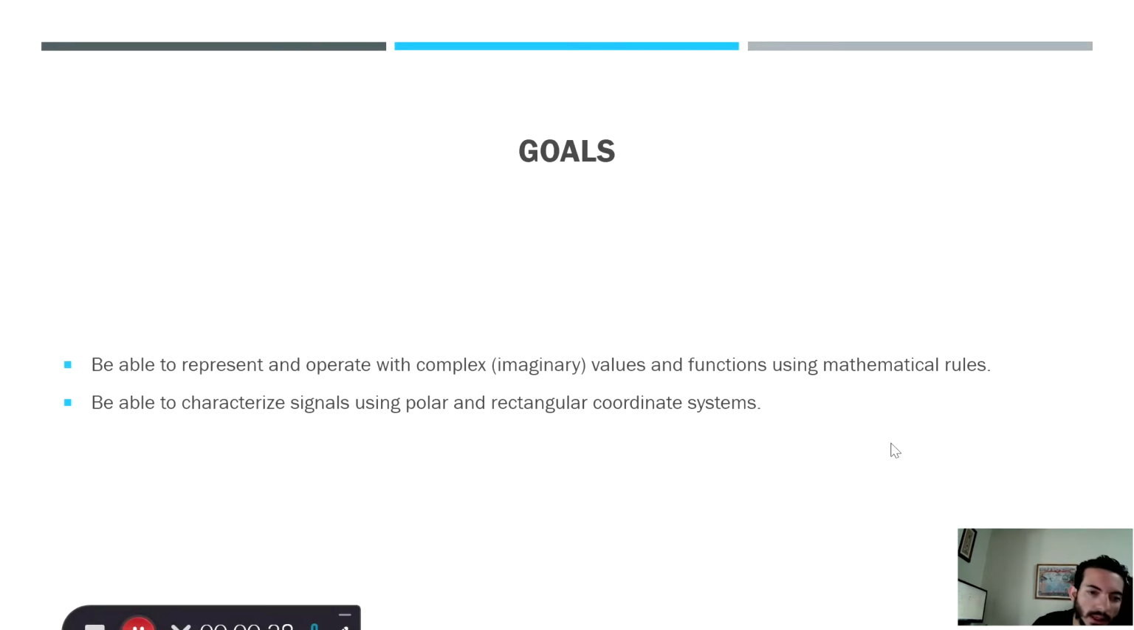So the goals are to be able to represent and operate with complex numbers, also called imaginary numbers, or sometimes complex values. And from values, we can construct functions that have complex numbers. They're called complex functions. So we're going to learn how to use them, how to characterize them in a mathematical form, and how to characterize signals using polar and rectangular coordinate systems.